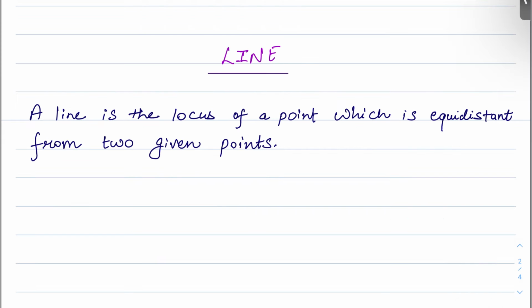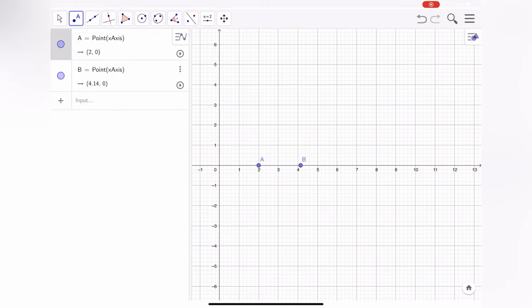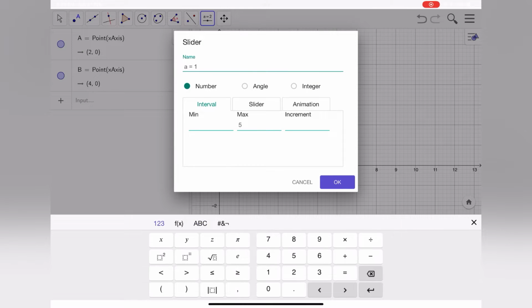So what is a line? A line is nothing but the locus of a point which is equidistant from two given points. Let us look at it using GeoGebra. First of all, we will fix two points A and B. Now we want to collect all those points which are equidistant from these two points A and B.